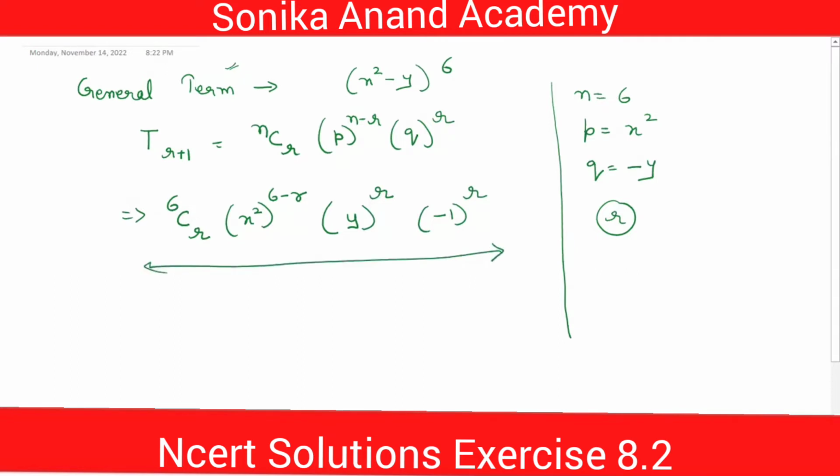Clear? Yes, ma'am. Is there any problem? No, ma'am. Now we can also write it like this: multiply 6 twos are 12 minus 2r, y to the power r, minus 1 to the power r. Note down now.